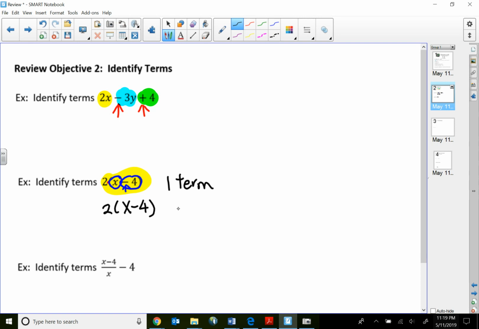Now compare this problem versus this one. What's the difference? Well, the one on the right side, the whole thing is also one term because there are no addition or subtraction signs outside the parentheses. So the difference between the two problems here, left and right, is that inside the parentheses this one is only one term versus here, this is two different terms.